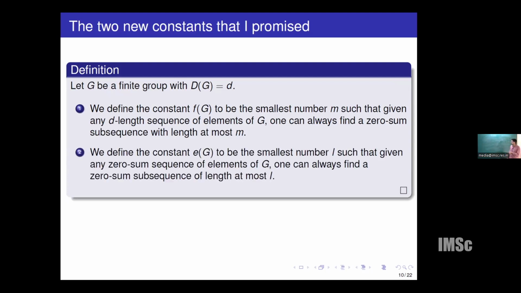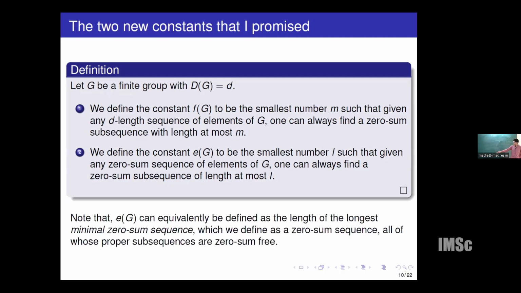That's all. And the second is, if we take a zero-sum sequence, let's say I have a zero-sum sequence S to begin with, which already adds up to 0. I want to say that E(G) is the smallest number such that we will always be able to find a zero-sum subsequence whose length is at most L. Okay. And alternately, this E(G) we can also define as the length of the longest minimal zero-sum sequence. By minimal, I mean that it's a zero-sum sequence which does not have a proper subsequence which also adds up to 0. Okay.